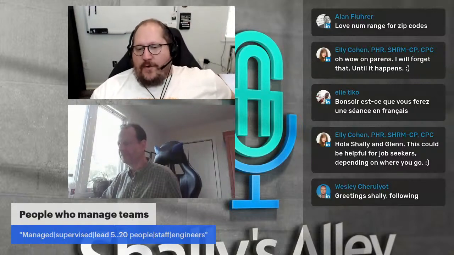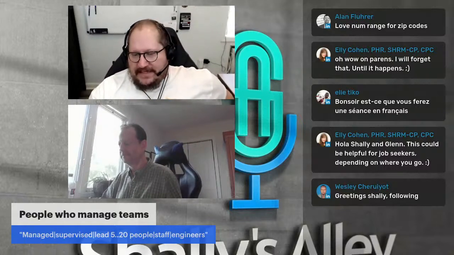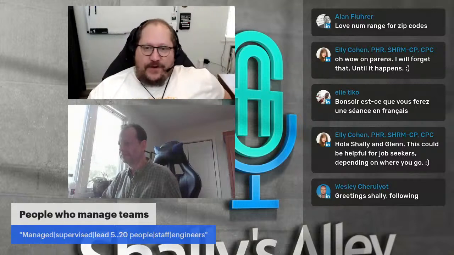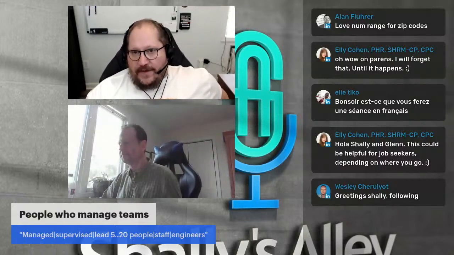In this search, we're looking for 3 different words in a logical disjunction. We don't need the parentheses because we use the pipe. Again, another reason to use the pipe instead of spelling it out is you don't really need the parentheses, even for your own visual determination. And it's looking for either managed, supervised, or led, and any range from 5 to 20, and also people, staff, or engineers. So it could be managed 18 people, supervised 12 people, or led 7 engineers, or any other combination of those, and it will find all of those.